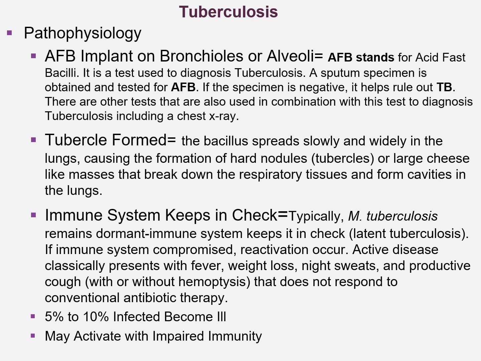There's some other tests that we can also do in combination with that test to diagnose TB, including a chest x-ray. So tubercles are actually formed. The bacillus spreads slowly and widely through the lungs, and it's going to cause the formation of those tubercles in the lungs. They're going to look like hard nodules, or sometimes they look like large cheese masses, and they break down the respiratory tissue and form cavities in the lungs.